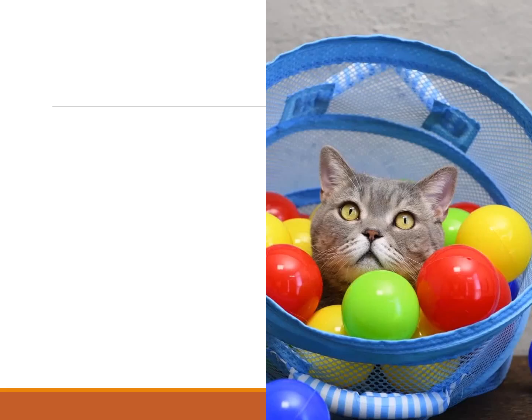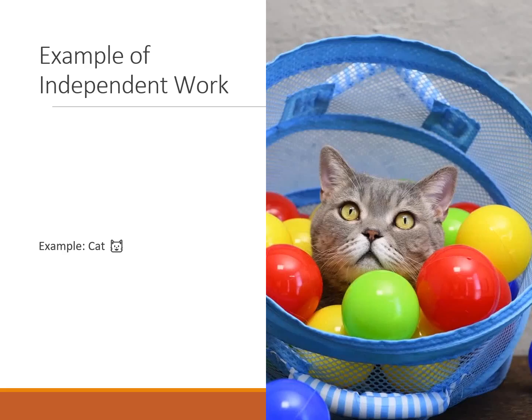Here we will see some examples of individual works. So these are independent works. For example, if a student takes the cat as the animal, he will write the cat's home as a basket. His description about the cat is: cat sleeps in a basket to feel warm and cozy. So he will be able to draw a picture of a cat sitting on a basket.